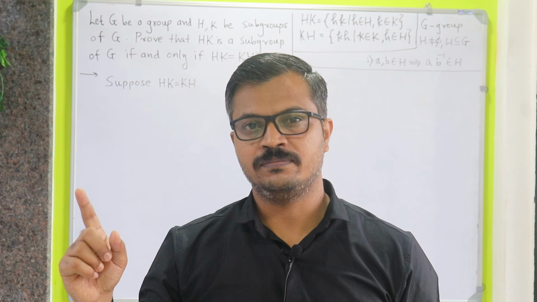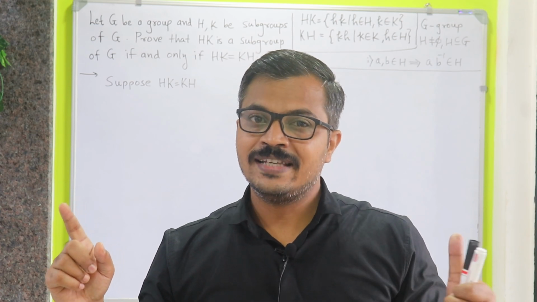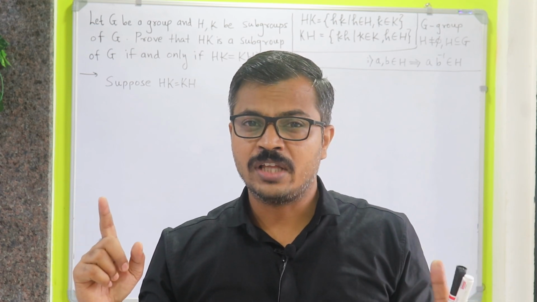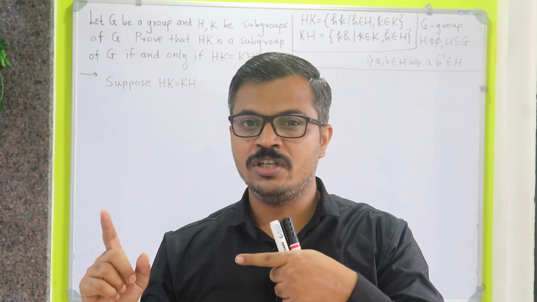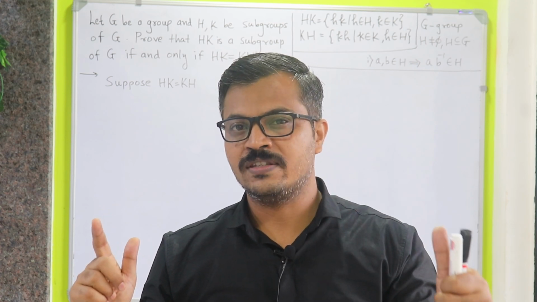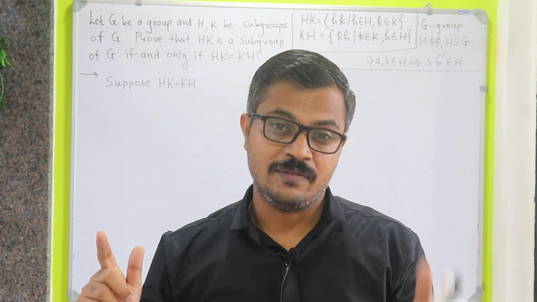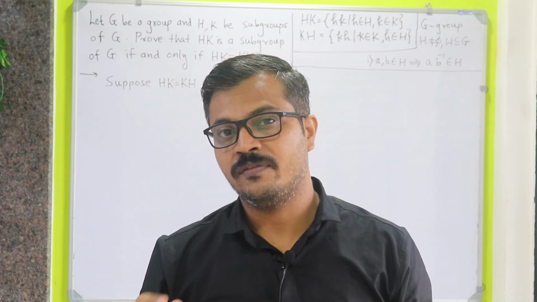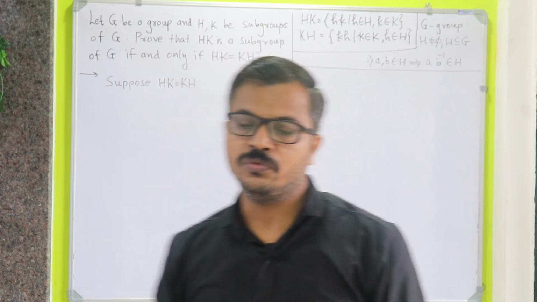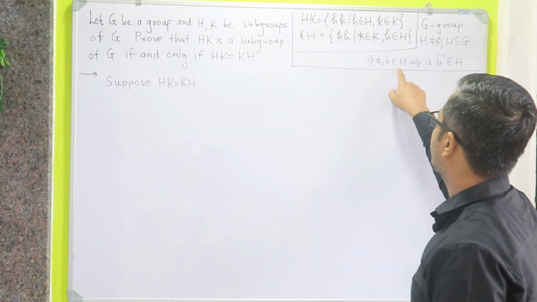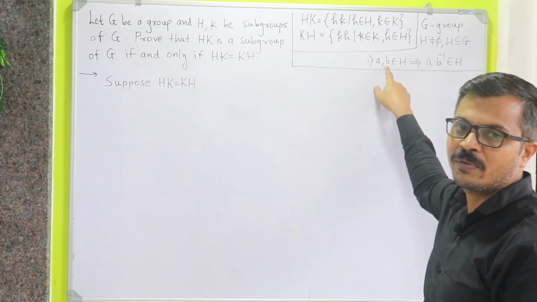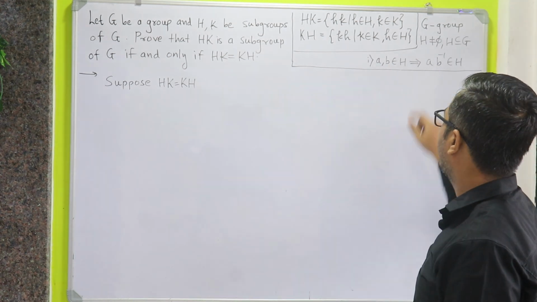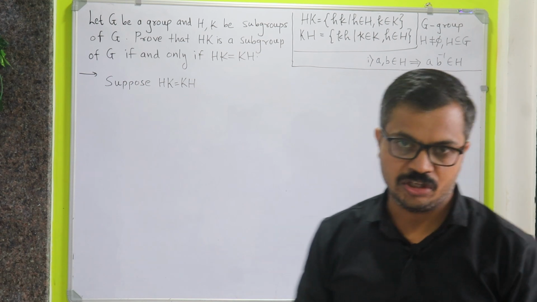Given a group G, given a set H, how to show that this H is a subgroup of G? First of all, we need to show H is non-empty. Then we are supposed to show H is a subset of G, and then finally we will prove the condition of subgroups, that is, taking any two elements a, b of H and proving ab inverse lies in H.